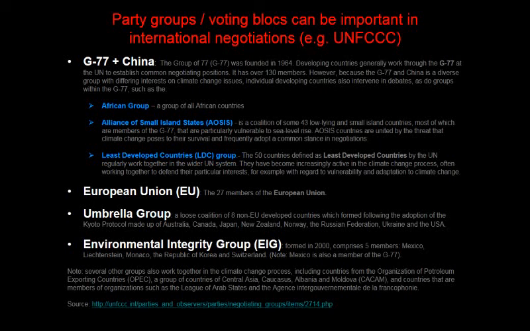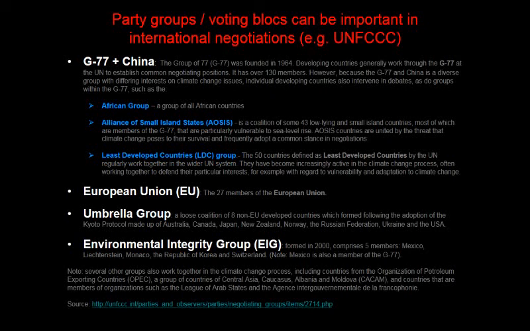The most important is the G77 and China. It originally had 77 members when it was founded in 1964. It's grown now to over 130 members, but it's still called the G77. They don't just keep upping the number, so it's now the G129, and then next year it's the G132. It's the G77, but what that means is developing countries generally coordinate to have common negotiating positions.